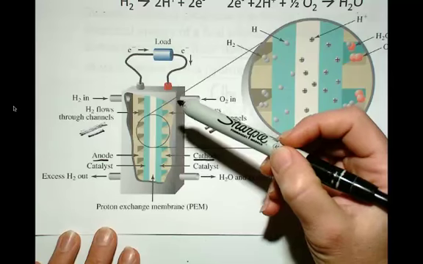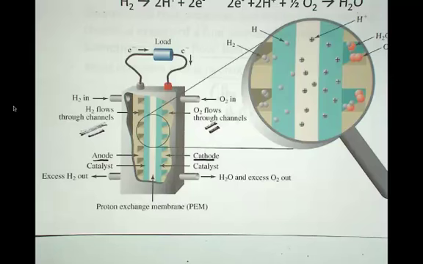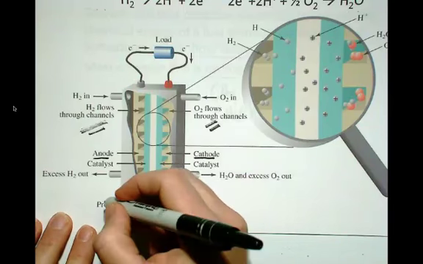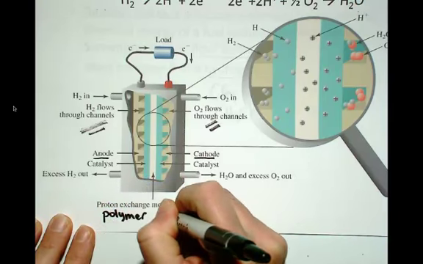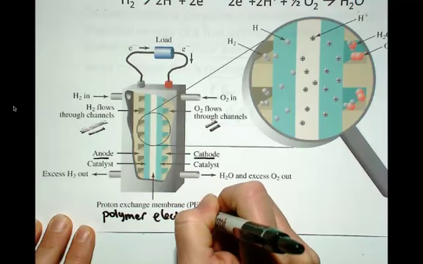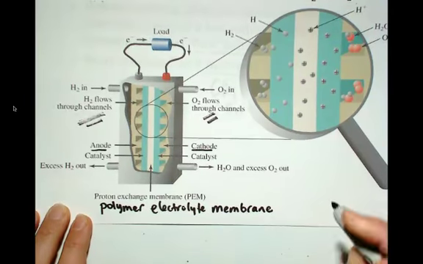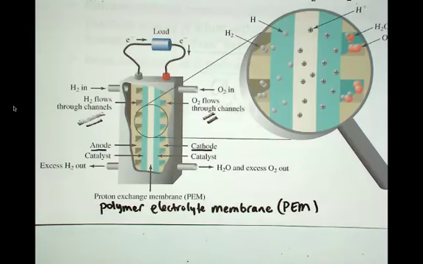The anode and the cathode are separated by a membrane. In this case, it's called a proton exchange membrane, or PEM. As you go on and start reading about fuel cell technology, you'll see that the PEM type of fuel cell is the most common type. It's also sometimes called a polymer electrolyte membrane, which also happens to be PEM, so the same abbreviation.